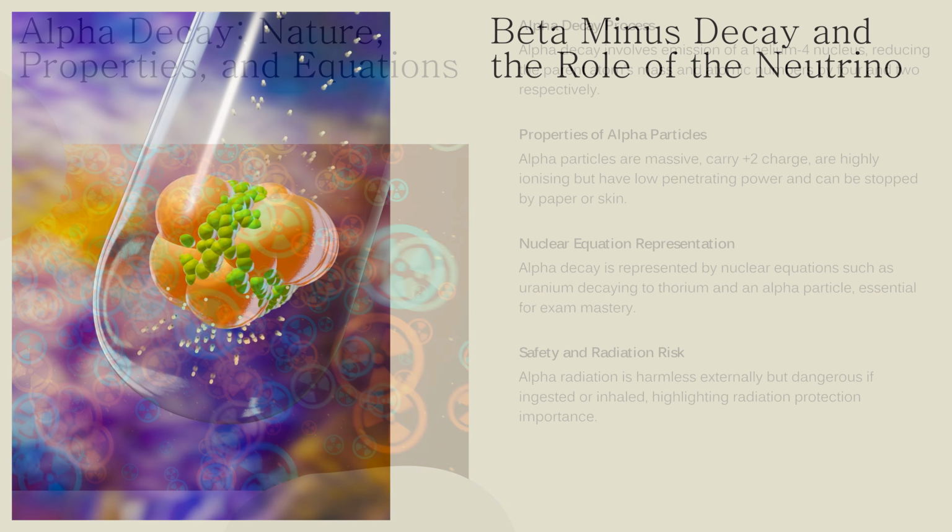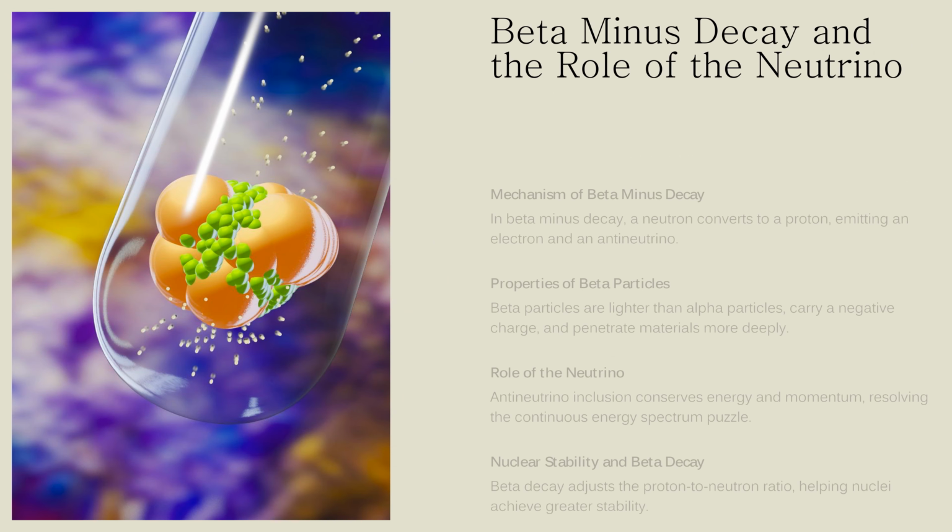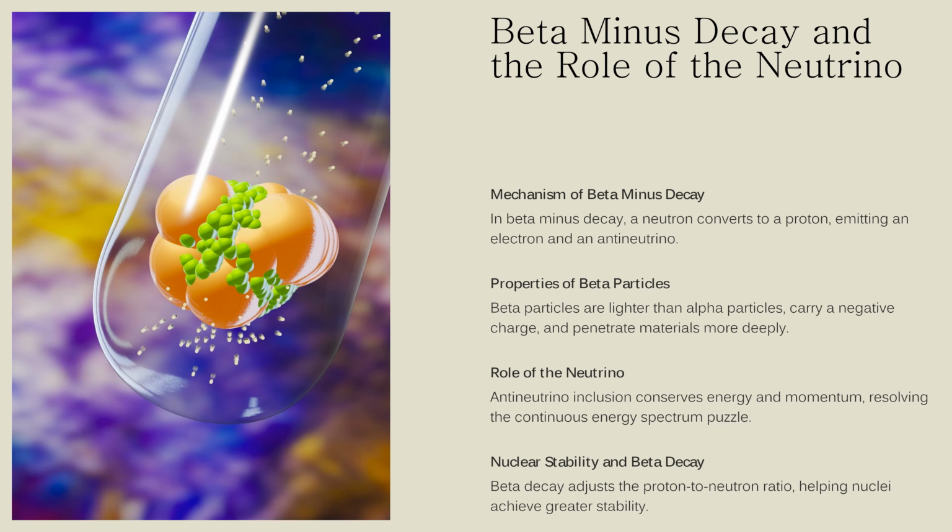Beta-minus decay is a radioactive process that occurs in nuclei with an excess of neutrons. In this decay mode, a neutron inside the nucleus transforms into a proton, emitting an electron, the beta particle, and an antineutrino. The mass number of the nucleus remains unchanged because the total number of nucleons is conserved, but the atomic number increases by 1 due to the formation of an additional proton.